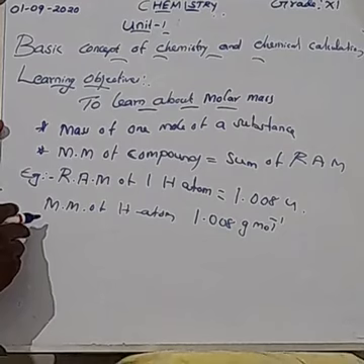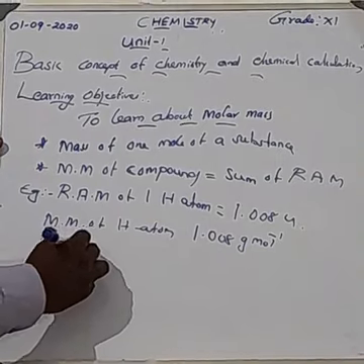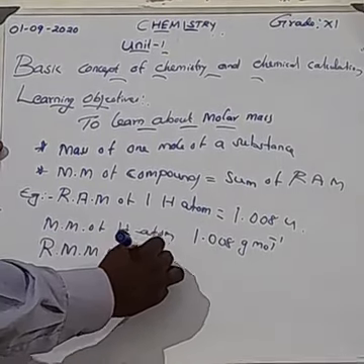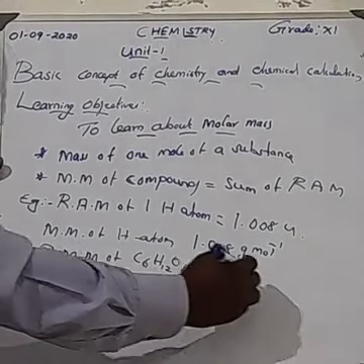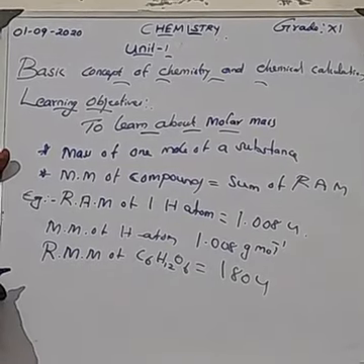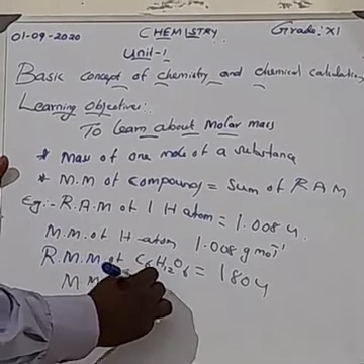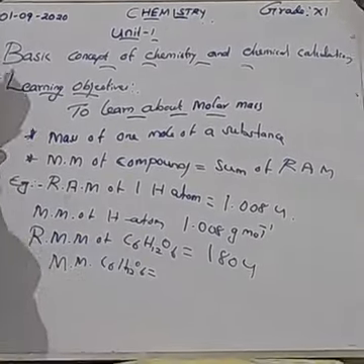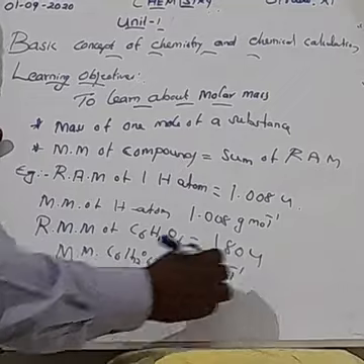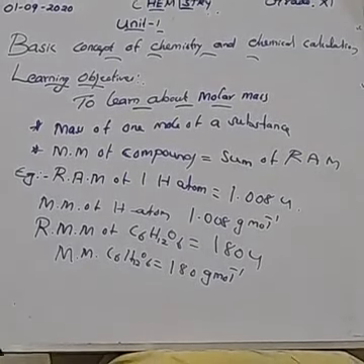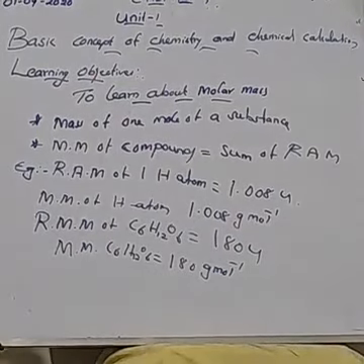Then the relative molecular mass of glucose, C6H12O6, is approximately 180 unified atomic mass. And also the molar mass of glucose, C6H12O6, is 180 gram mole inverse. This is a small variation, only in the unit; the others are the same.